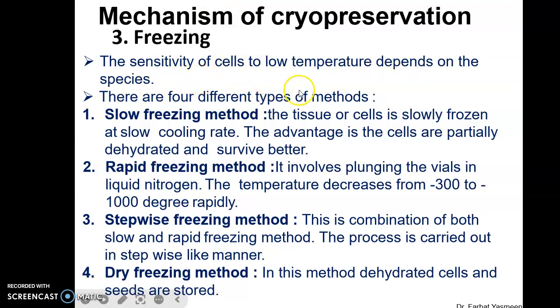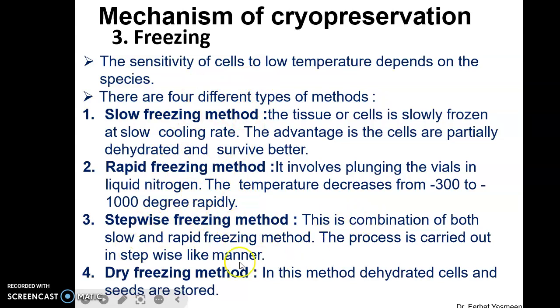There are 4 different methods which could be used for freezing of animal or plant cells. The first is the slow freezing method. The tissues or cells are frozen at a slow cooling rate, and the advantage is that the cells are partially dehydrated and survive better. Second is the rapid freezing method, which involves plunging the vials in liquid nitrogen, and the temperature decreases rapidly from -300 to 1000 degrees and cells are preserved.